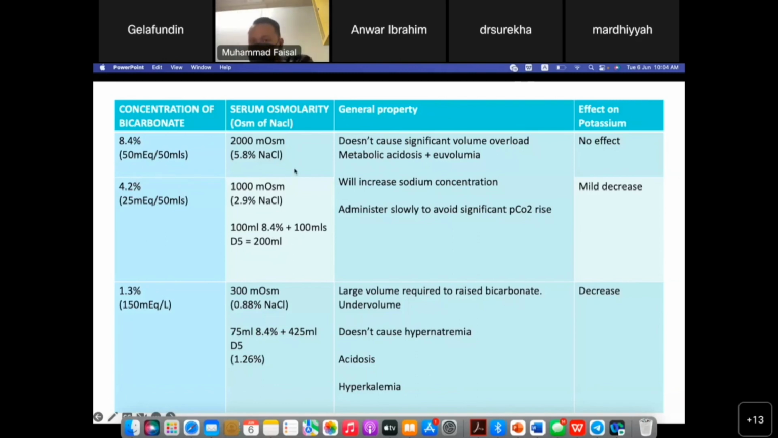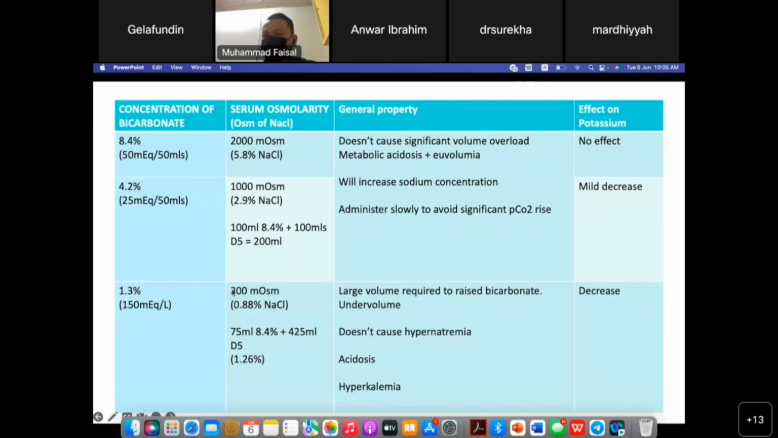This has less osmolarity than our normal 8.4%. And then there is also isotonic bicarb. Isotonic bicarb, as I mentioned before, is actually a balanced solution. This one is 1.3%. So basically you can create this by taking the 1.5 bottle, take out 75 mls and then add 75 mls of 8.4, put it in there, so you will create a 1.3% isotonic bicarb.